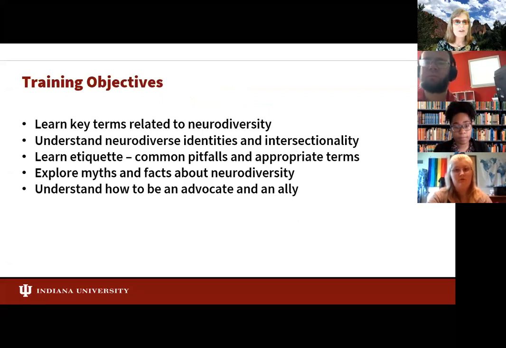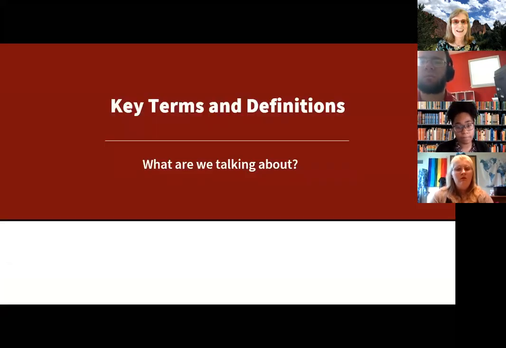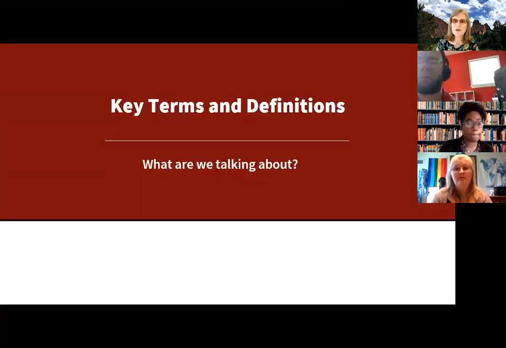And today we're going to go over key terms related to neurodiversity, understand neurodiverse identities and intersectionality, learn about etiquette and common pitfalls and appropriate terms, explore myths and facts about neurodiversity, and understand how to be an advocate and an ally. So with that, I'm going to turn it over to Alexus Lucas to get us started today. Thank you, Cecilia. So you can go ahead and go on to the next slide.